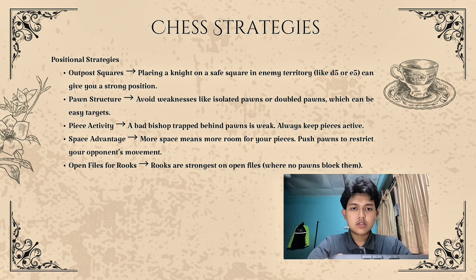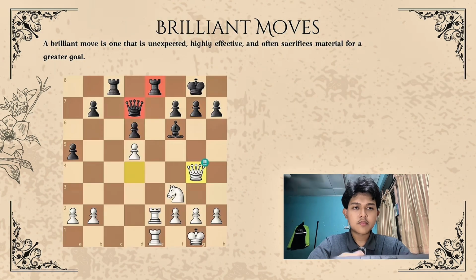Space advantage. More space means more room for your pieces. Push pawns to restrict your opponent's movement. Lastly, open files for rooks. Rooks are strongest on open files where no pawns block them.